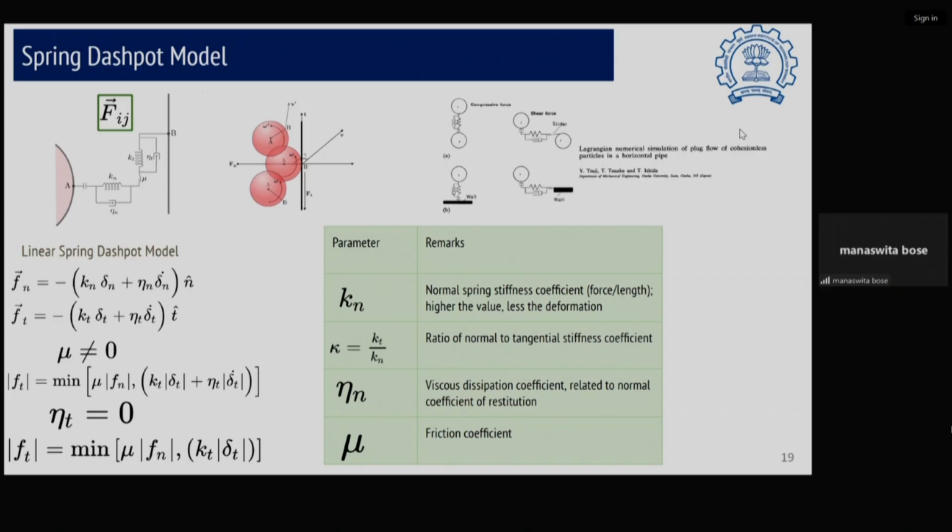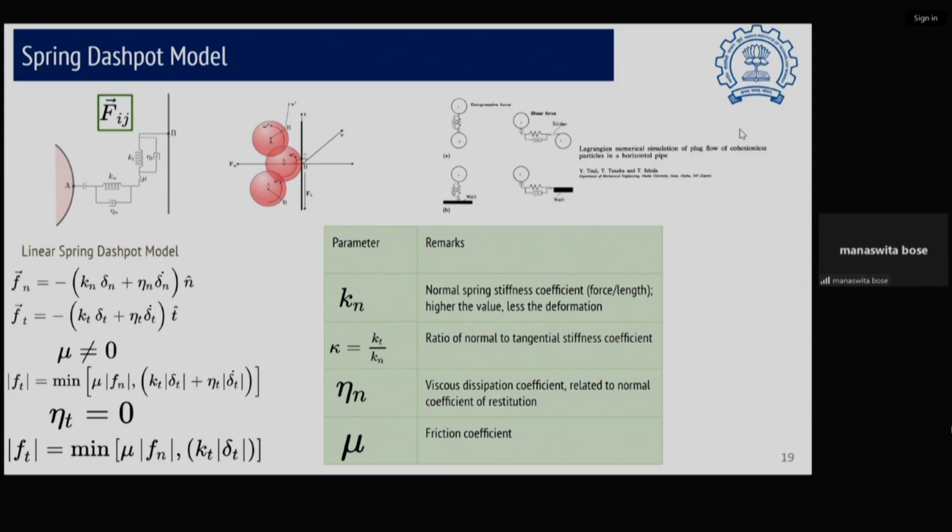That is a spring which we have put in the tangential direction. Sorry, not tangential coefficient of restitution, I'm sorry. The tangential spring stiffness constant. First of all, why should I have a normal force and a tangential force? When is tangential force important?